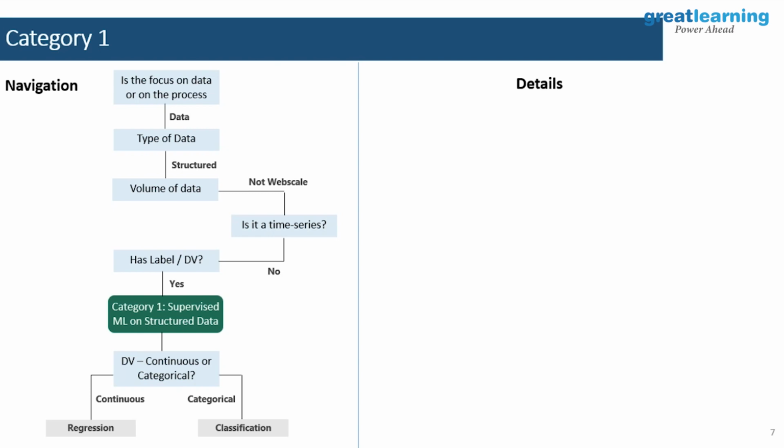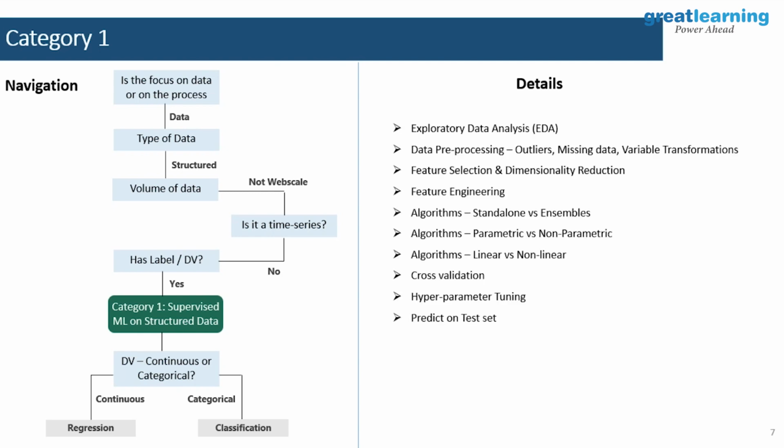And then you ask yourself, is that dependent variable categorical or continuous? If it's continuous, you go the path of regression techniques. If it's categorical, you go through the path of the classification techniques. So this is category 1 for you. Category 1 might appear straightforward, but still there are a lot of different nuances in how you address this problem. Some of this you might have already come across. So, how do you do exploratory data analysis?